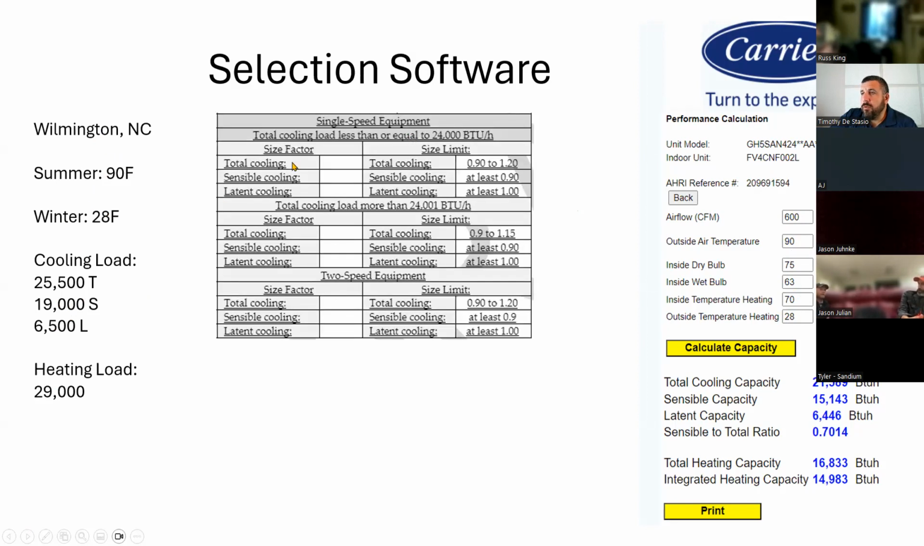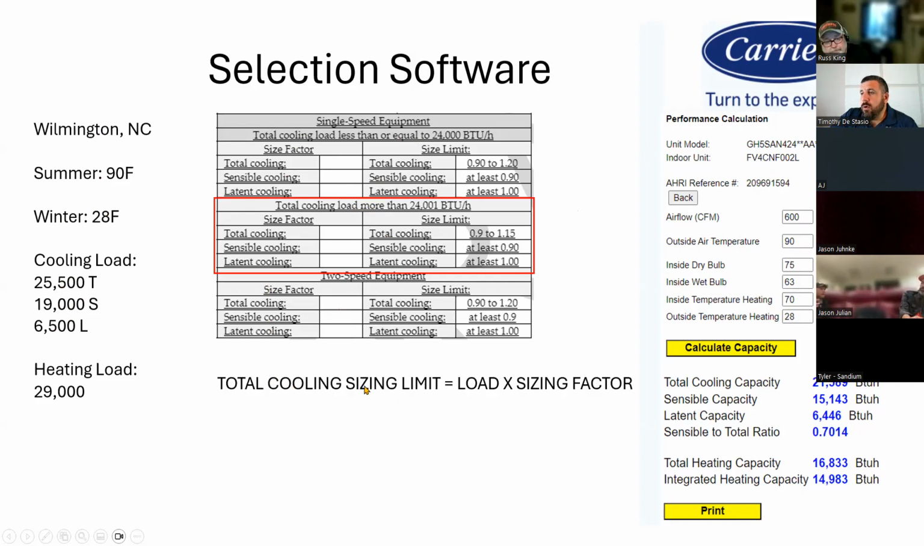So our load is over 24,000, which means that we're going to be using this set of conditions here. Let's see if it complies. Our total sizing limit, we have to be between 0.9 and 1.15. In this case, our actual capacity is lower than our load, so we need to make sure that's not too low. In this case, the lowest we can go is 22,950. We are slightly below that. So technically, we're undersized. But let's just see if the rest of it complies.